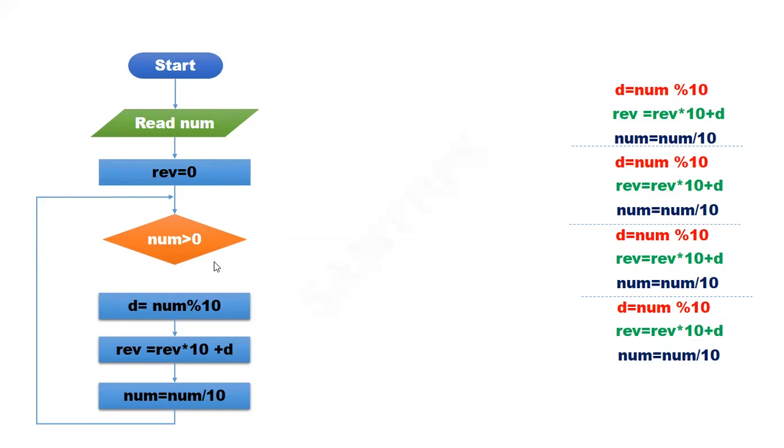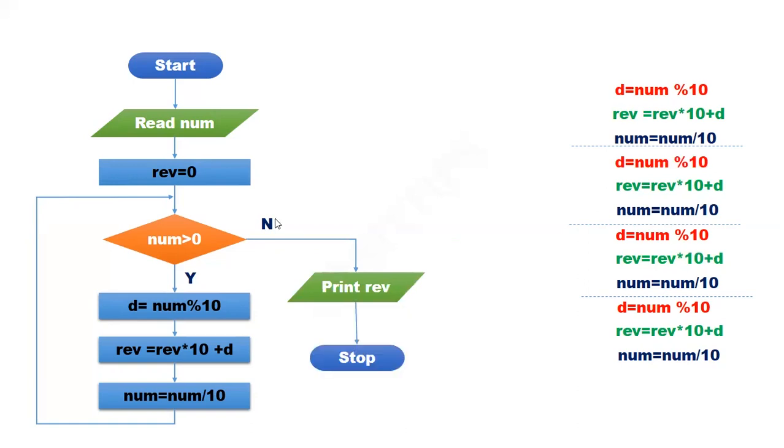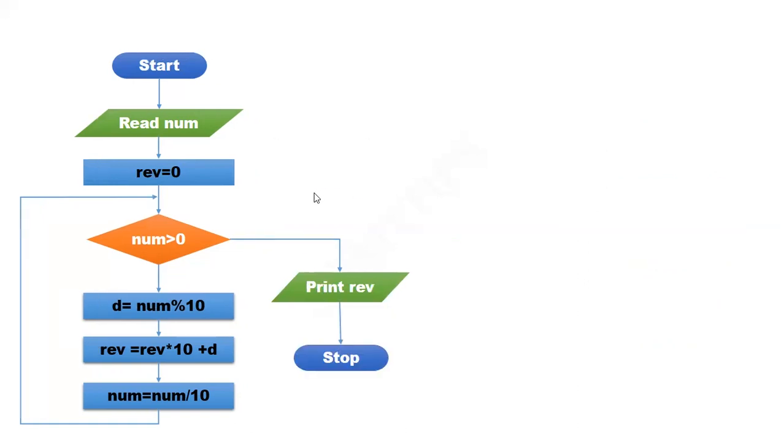So the condition here is num greater than 0. If it is yes, perform the looping operation. If it is no, then the reverse of the number is in the variable rev. So print the value of REV, and then stop. Let us now convert this flowchart to our program code.